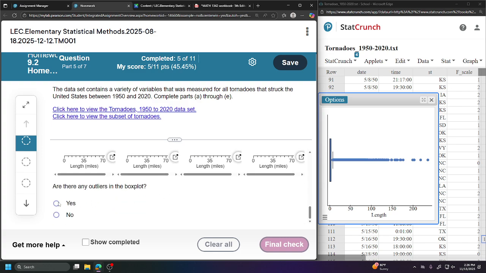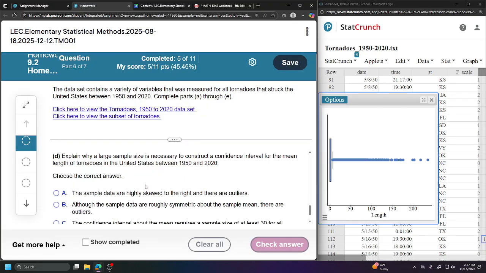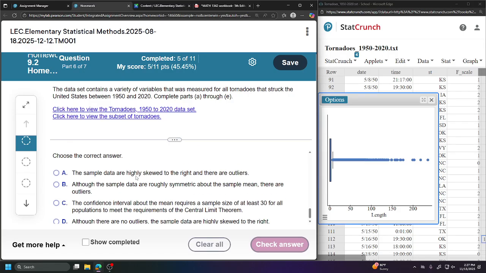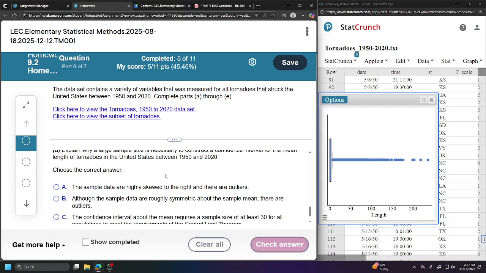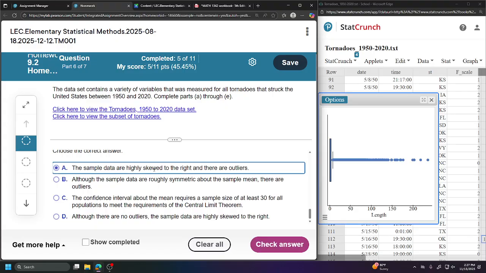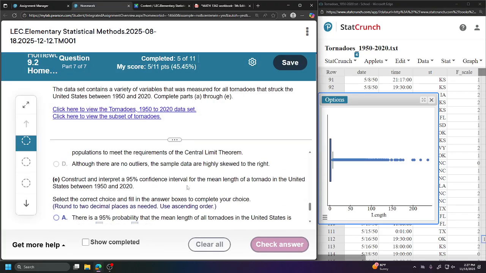Are there outliers? Yeah, a lot of them. Okay. Is this part 7? This is part 6. Okay, so it's still multiple choice. Explain why a large sample size is needed. Skewed right. Yep, skewed right. That was easy, no problem.